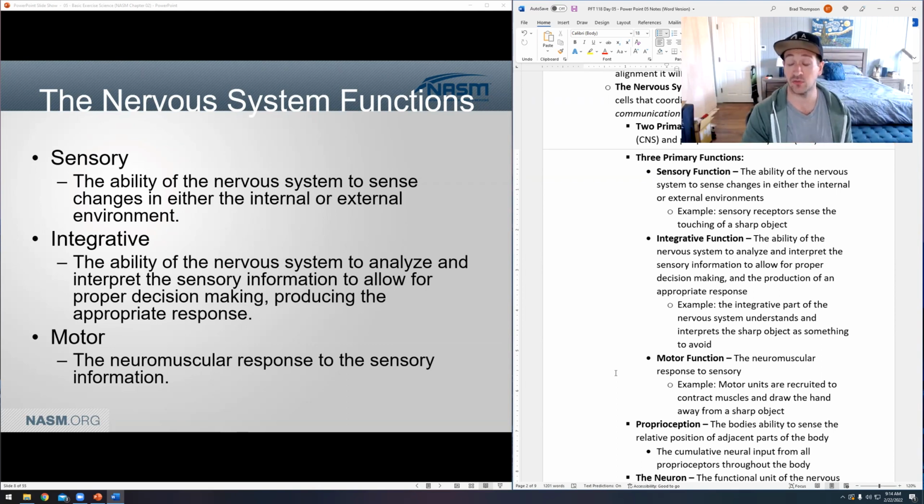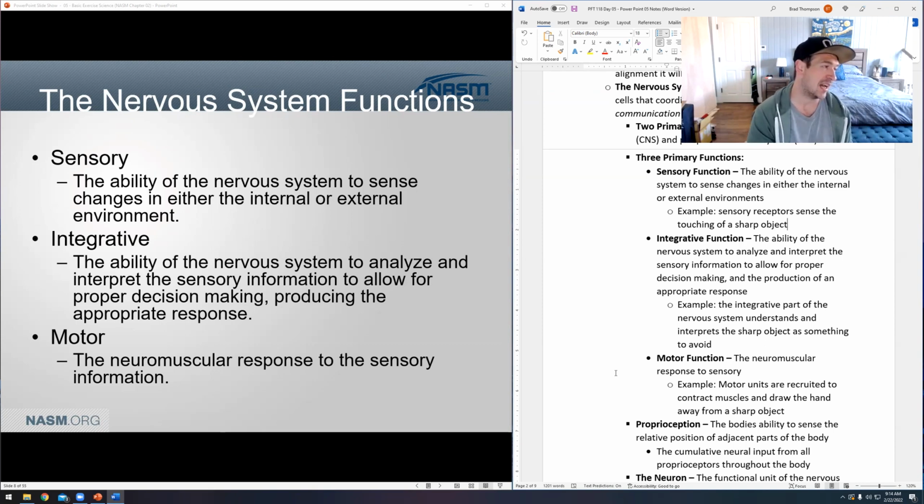In response to food dropping into the stomach and stretching the stretch receptors and needing to process that, the motor response is to squeeze some glands to secrete some stomach acid. So that's the neuromuscular response, right? So motor units in the hand are recruited to pull the hand away, right? Let's go ahead and use an example. Let's put all this together in an example that actually makes sense to us in a gym environment, right?